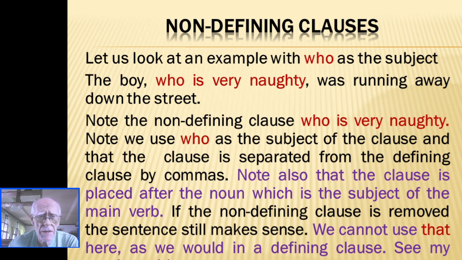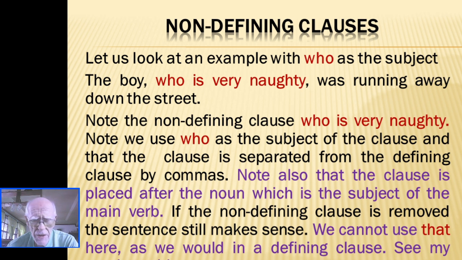Let us look at an example with who as the subject. The boy, who is very naughty, was running away down the street. Note the non-defining clause, who is very naughty. Note we use who as the subject of the clause and that the clause is separated from the defining clause by commas. Note also that the clause is placed after the noun, which is the subject of the main verb.